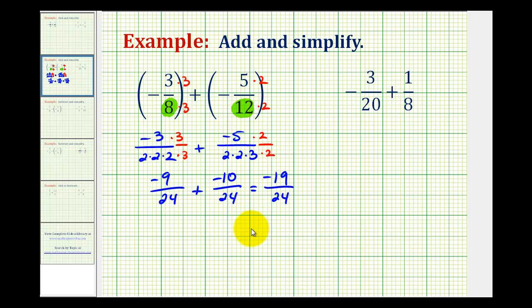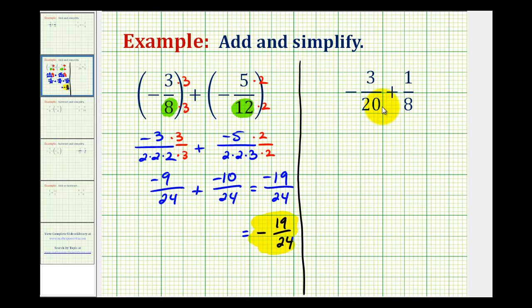So this is our sum, but again, normally in most textbooks, you'll see the negative sign out in front of the fraction. So let's go ahead and write this as negative 19/24. These two fractions are equivalent, but this form is more common. Let's go ahead and take a look at a second example.